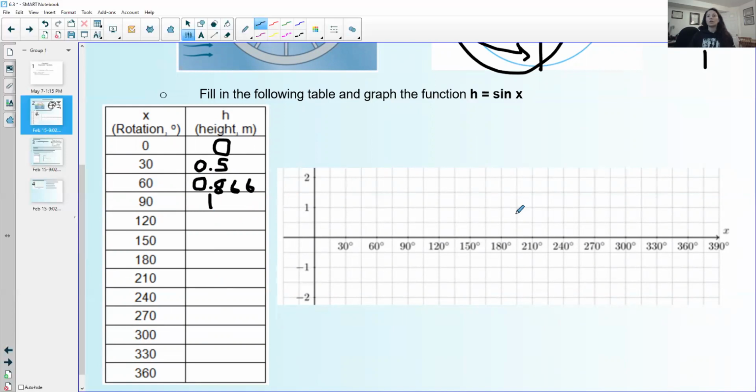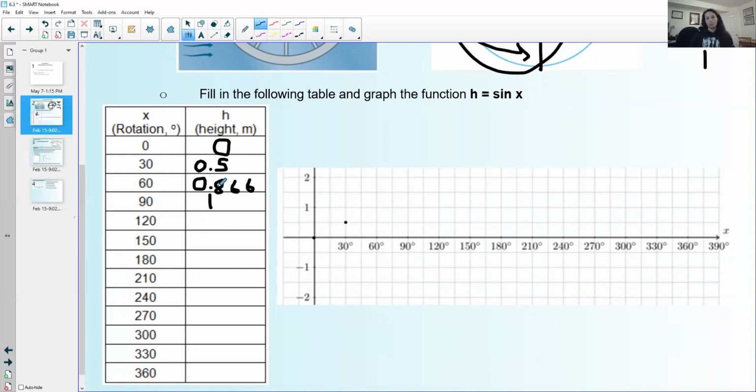You are going to graph these values. So think about this like an ordered pair. These are your X values. These are your Y values. It's going to be very long, but not very high. So 0, 0, I have a point here. 30, 0.5. Well, this is 1, 0.5 is right in the middle.